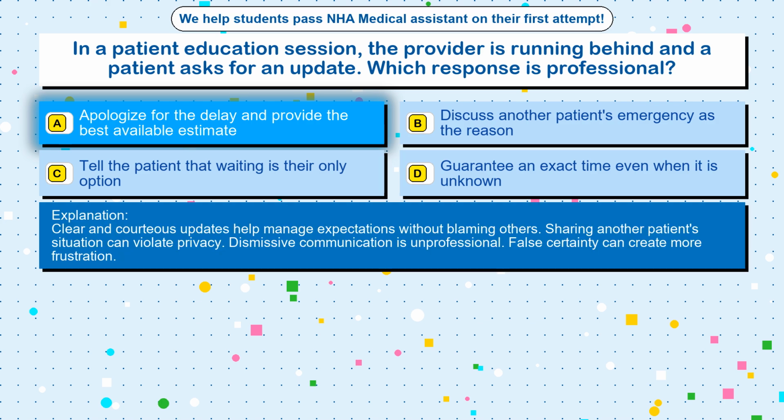Clear and courteous updates help manage expectations without blaming others. Sharing another patient's situation can violate privacy. Dismissive communication is unprofessional. False certainty can create more frustration.